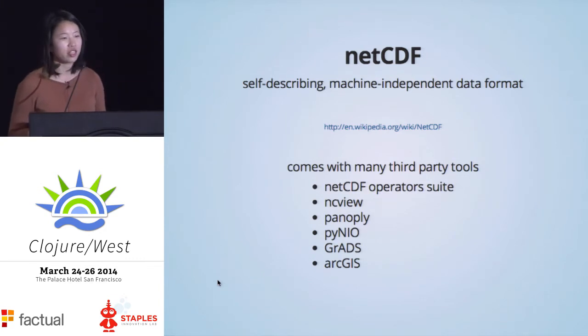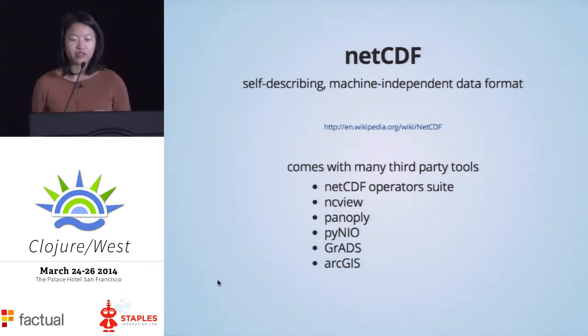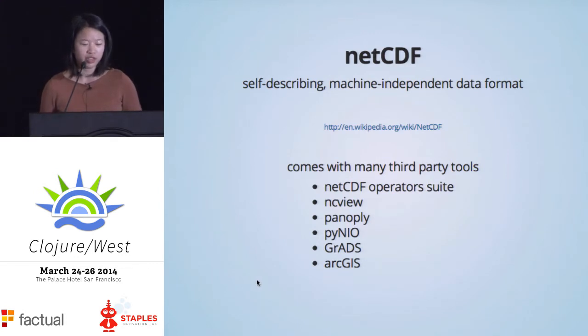Another thing about our data is that a lot of it comes in a format called netCDF. This is a self-describing, machine-independent data format. We care about this because it comes with many third-party tools that other data scientists and weather scientists have already written for us. These are all written in other languages like C, C++, Fortran, etc. It would be really nice if we could use these tools when we store the data.